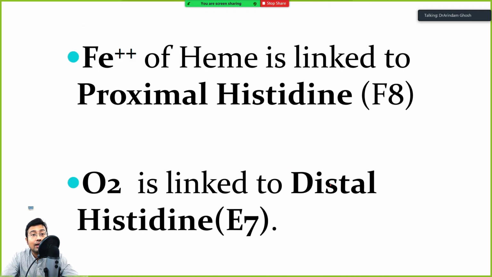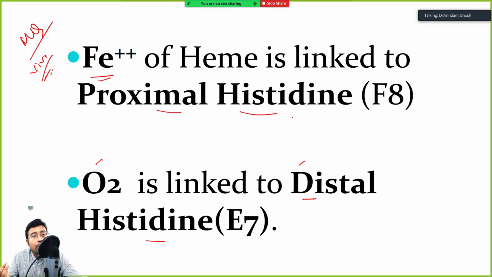Now, very important: iron is linked to these two, which is very important for MCQ, viva, everything. So iron is related to which histidine? It is related to the proximal histidine. Oxygen is related to which histidine? It is related to the distal histidine. You can remember it however you like, it is immaterial, but you should remember the right thing. Oxygen is related to distal histidine, that is E7. Iron is related to proximal histidine.